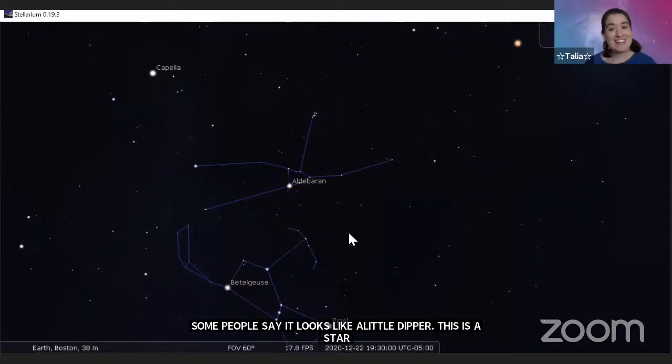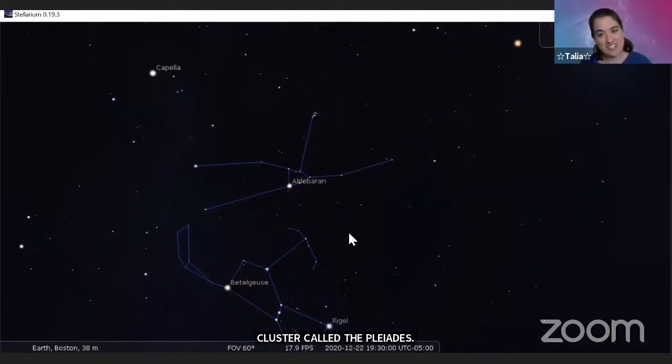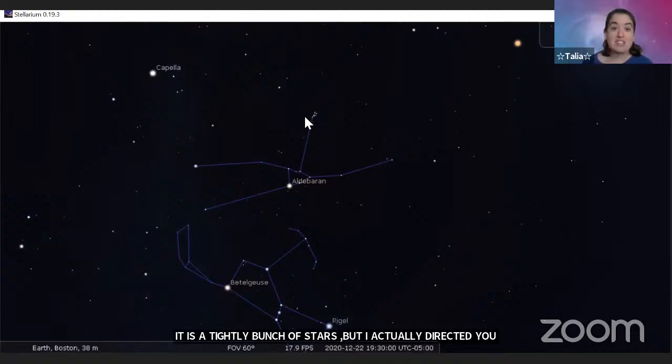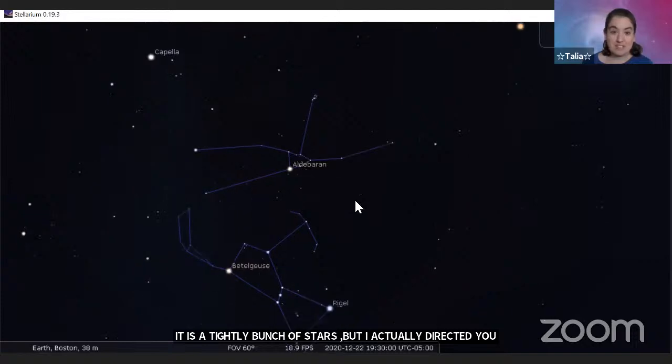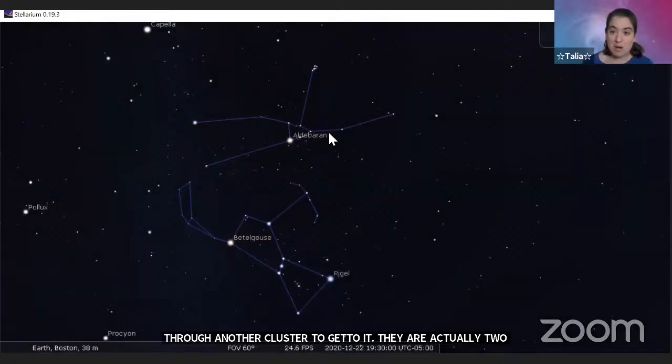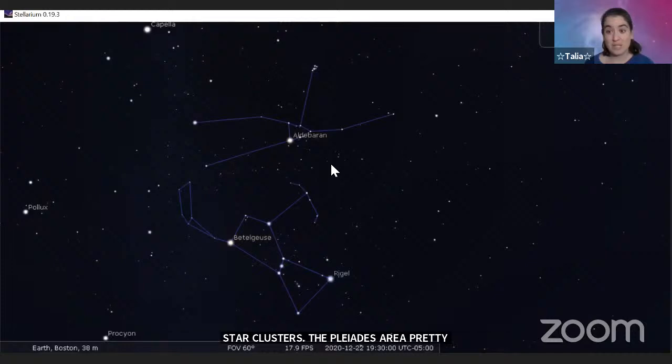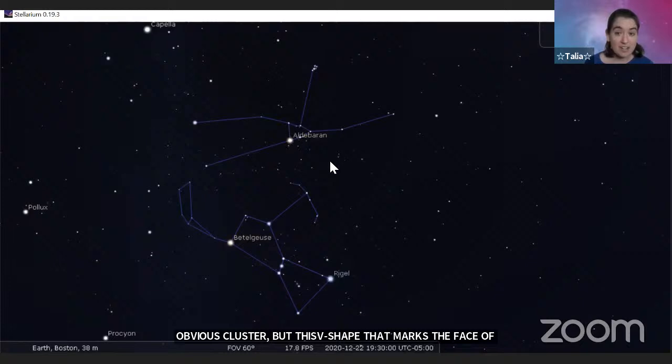But I actually directed you straight through another star cluster to get to it. So there's actually two star clusters in the constellation Taurus the Bull. The Pleiades are a pretty obvious cluster, but this V shape that marks the face of the Bull, that's another star cluster, actually. These stars are all very close together in space. This is the closest star cluster to Earth.